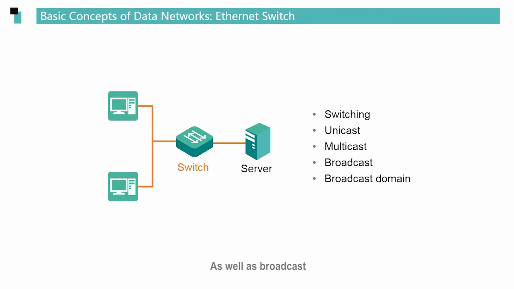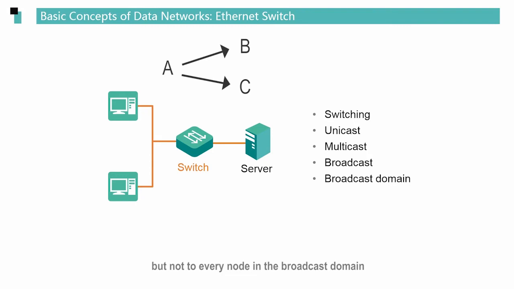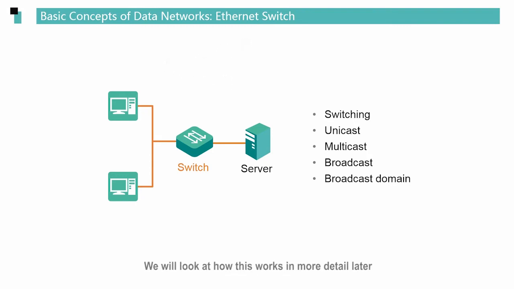As well as broadcast, there are two other methods of sending data: Unicast and Multicast. In the network with nodes A, B, and C, when data is unicast from node A to node B, only node B will receive it. Node C does not receive the data. Similarly, when data is multicast, it is sent from one node to multiple nodes, but not to every node in the broadcast domain. We will look at how this works in more detail later.